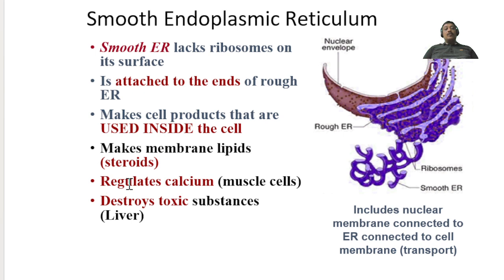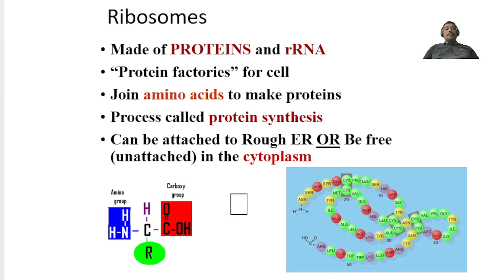Apart from that, it also regulates the very important process of regulating calcium, which is exclusively required for muscle cells. I'll be talking about this in detail as I go through the next unit. And the third important function is that it destroys toxic substances. The liver is the organ that destroys toxic substances, but apart from the liver, the smooth endoplasmic reticulum also does the same function.